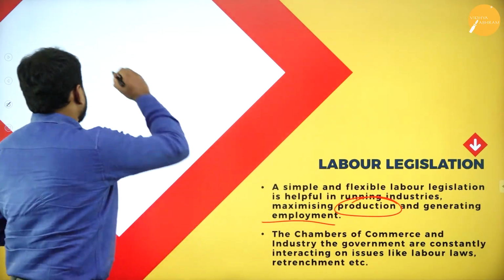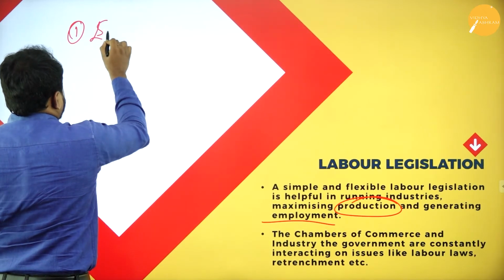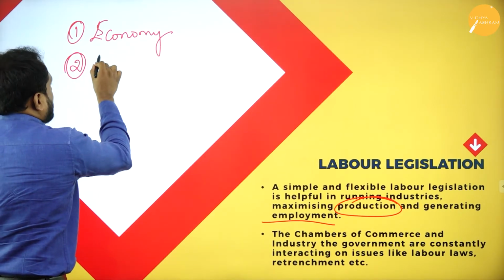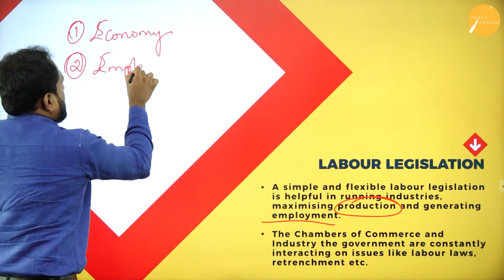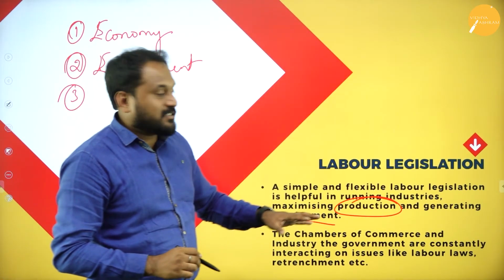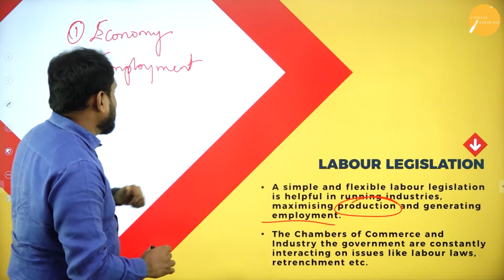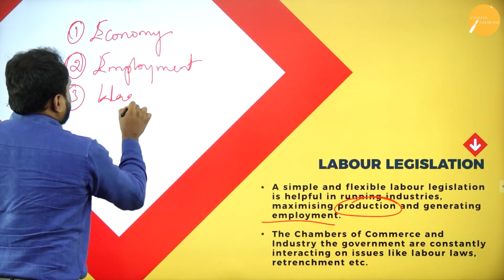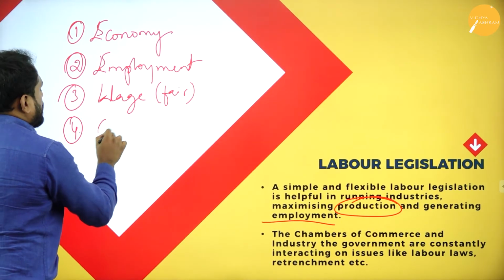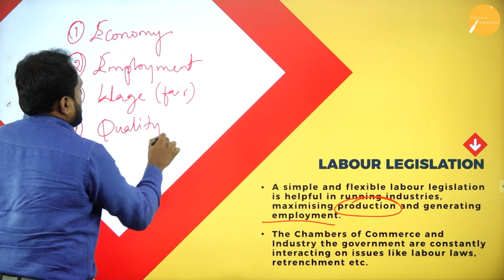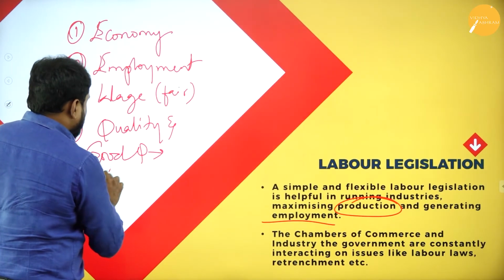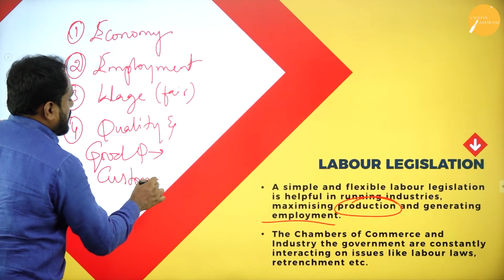That is, first one is what? They're thinking about the economy. Secondly, they're concerned about employment. Third is, they really want a proper labor legislation. That is, they want fair wages. Fourth one is quality and good quantity. It should reach the customer, is what they want.